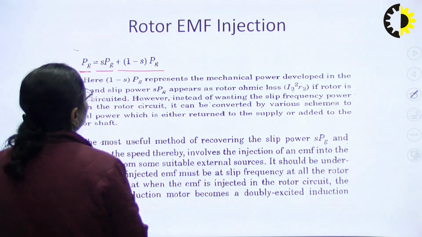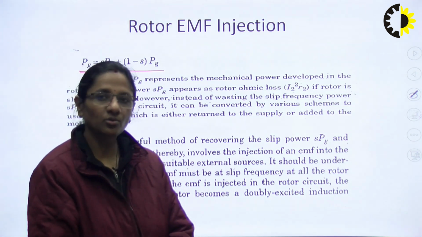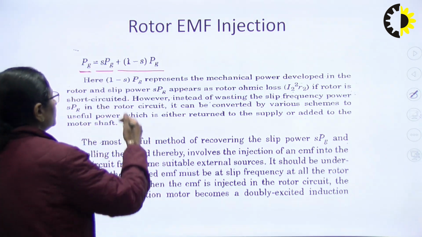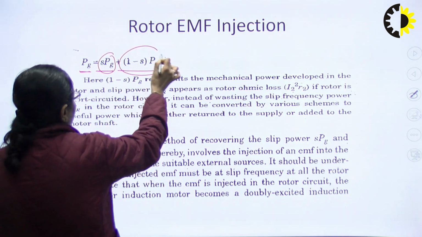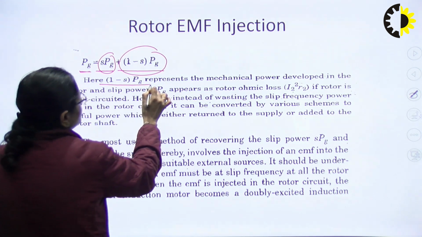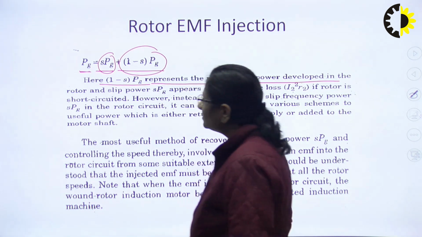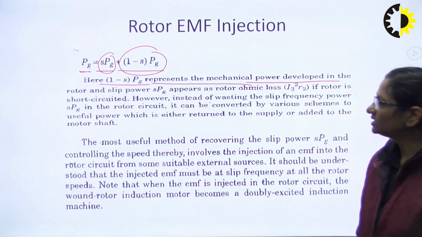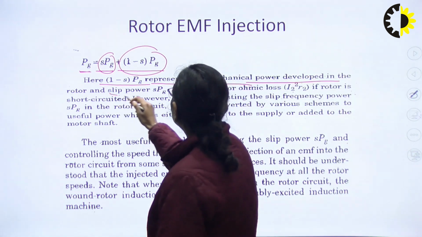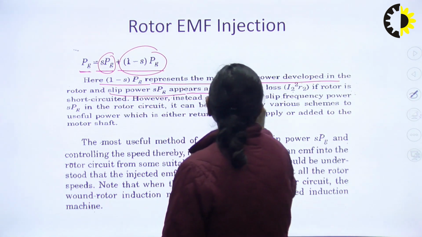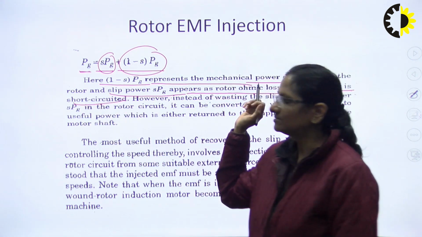Air gap power PG is the total power transferred from the stator to the rotor of the machine. The air gap power PG can be written as the summation of SPG and (1 minus S)PG. Here, (1 minus S)PG represents the mechanical power developed in the motor. And what about SPG? SPG is the slip power, and this slip power appears as rotor ohmic loss if the rotor is short circuited, right?